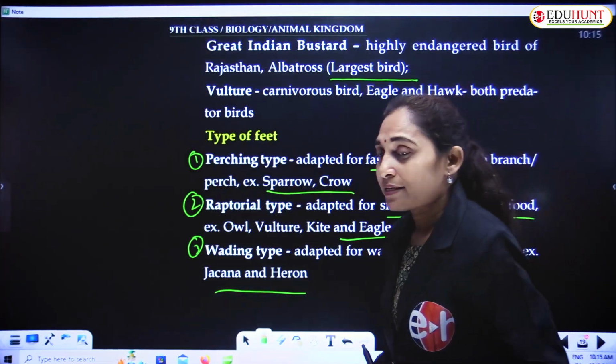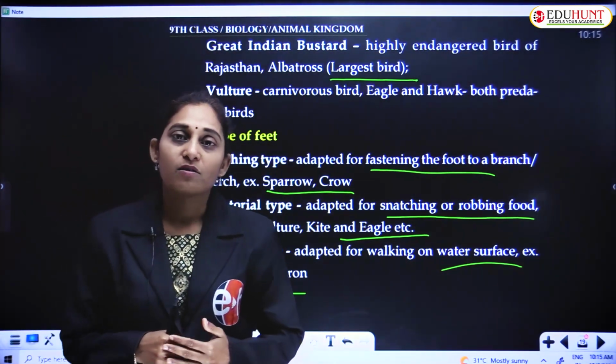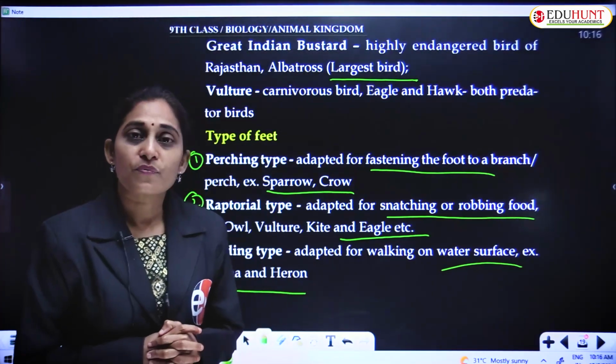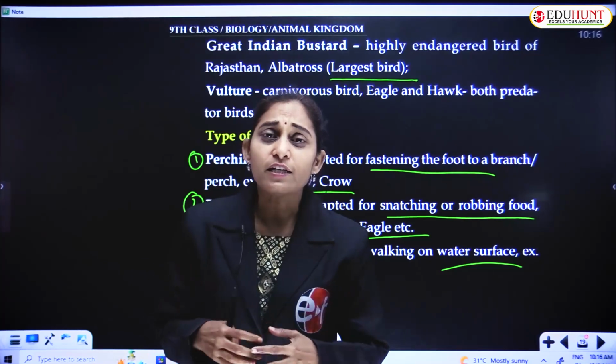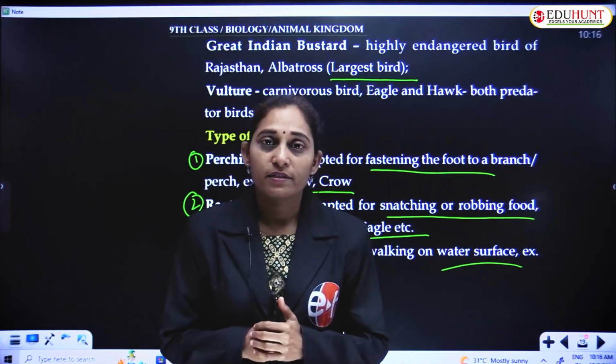Anyway, in the next session, we'll see the feathers of the birds, various types of feathers. These form the external covering of the body. In the next session, we'll discuss that.